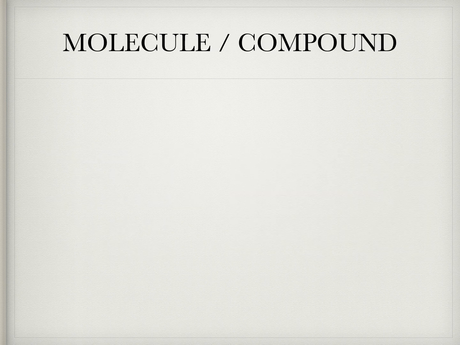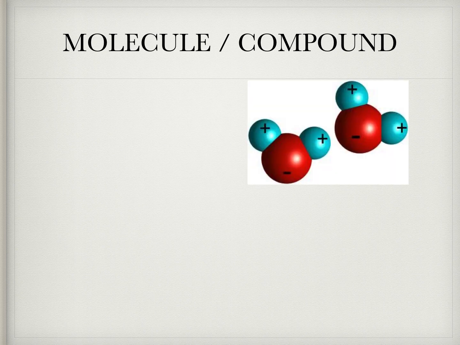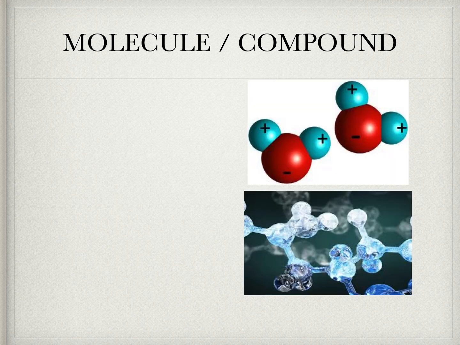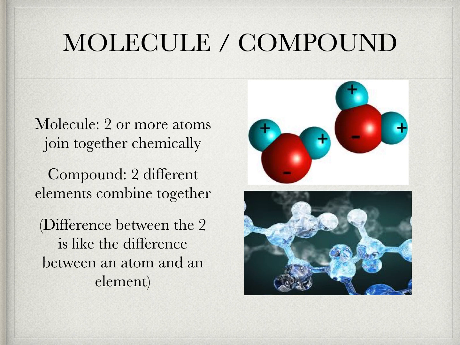The last thing is molecular compound. In 6th grade science, you do not have to know the difference between molecule and compound. In 8th grade science, you do. It all depends on what type of atoms are coming together. The top picture is not a real picture, but that is what water would look like. It's called Mickey Mouse. It's H2O. The two blue would be H's and the O would be red. And then the bottom picture is an actual legit picture of water. You can see the Mickey Mouse there in that illustration. But a molecule is two or more atoms joined chemically. A compound is two different elements combined together. The difference between the two is like the difference between an atom and an element.